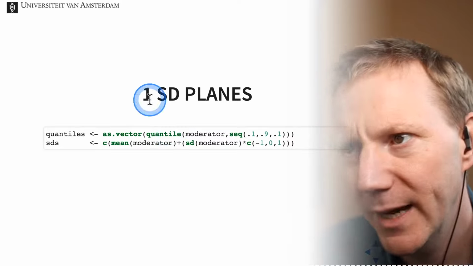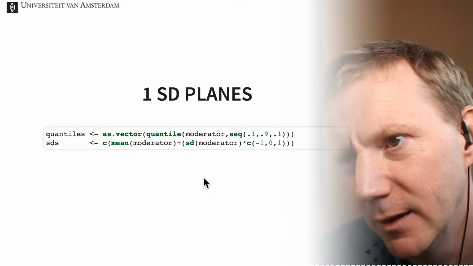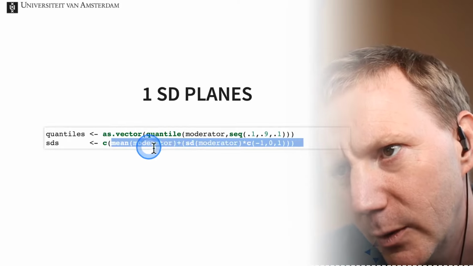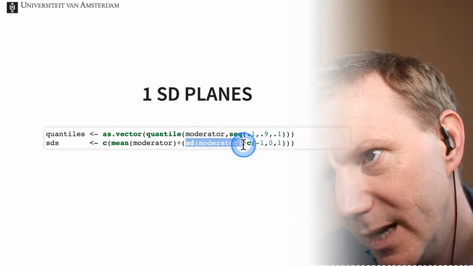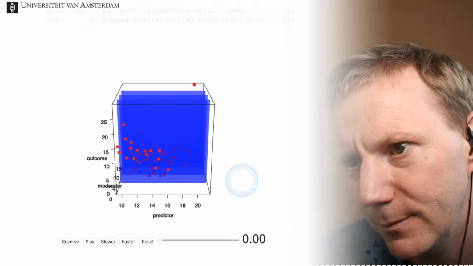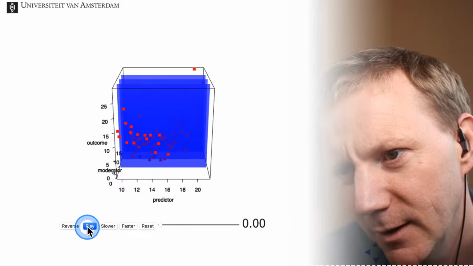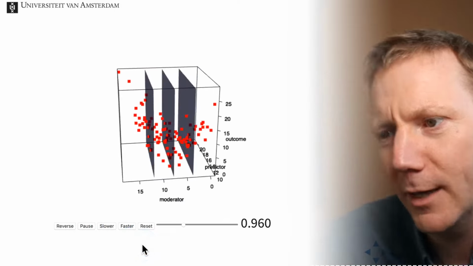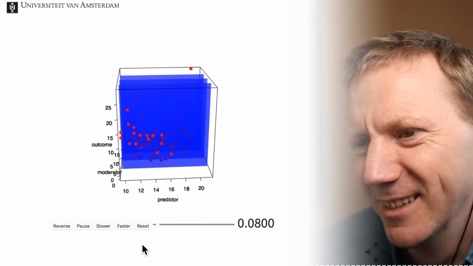So if we want to create the 1 standard deviation planes, I'm selecting the mean of the moderator and adding the standard deviation, and this will result in this. And I really went all out. I now can make animations with this.